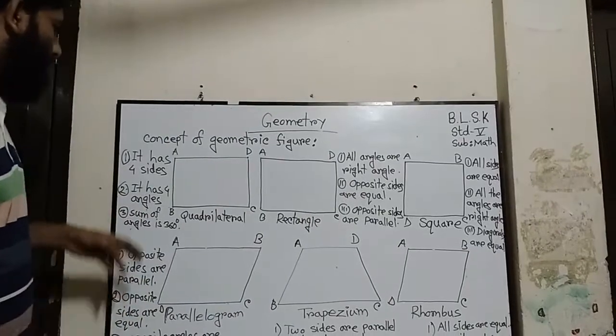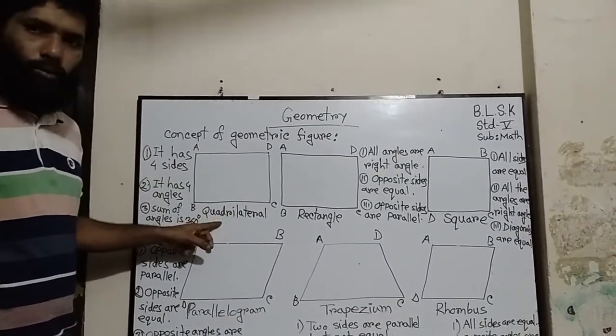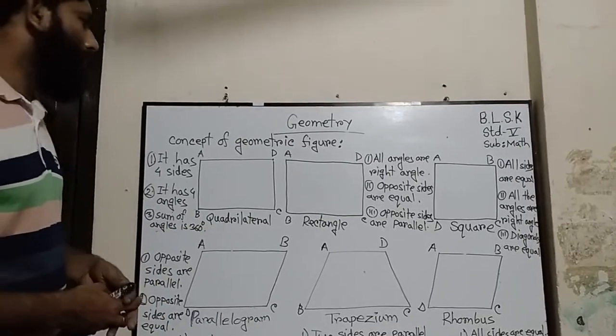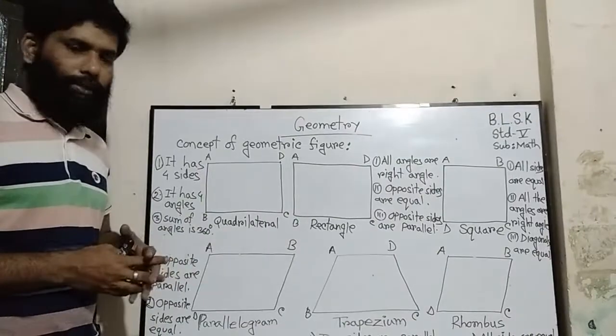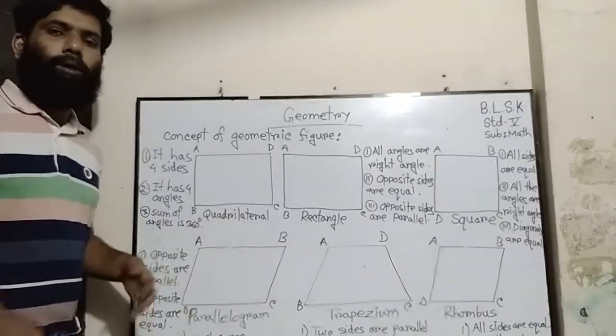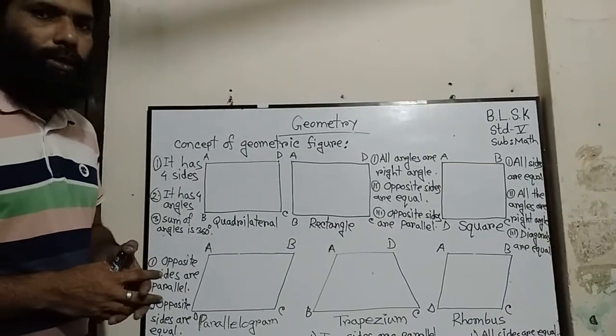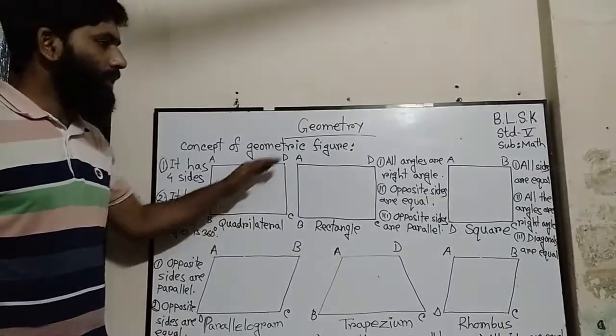So at first, look at the first figure. That is called a quadrilateral. A quadrilateral is a figure which is bounded by 4 lines. So ABCD is a quadrilateral. And what are the characteristics of the quadrilateral? You should learn three characteristics of each figure.